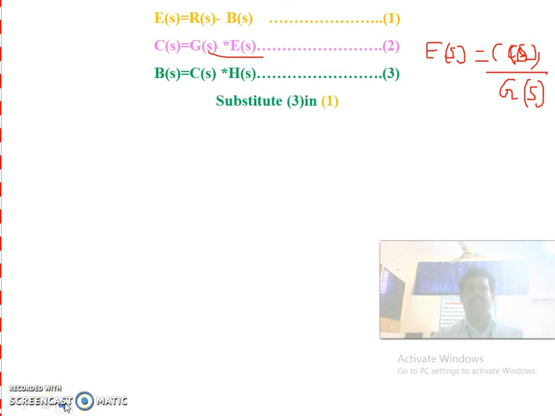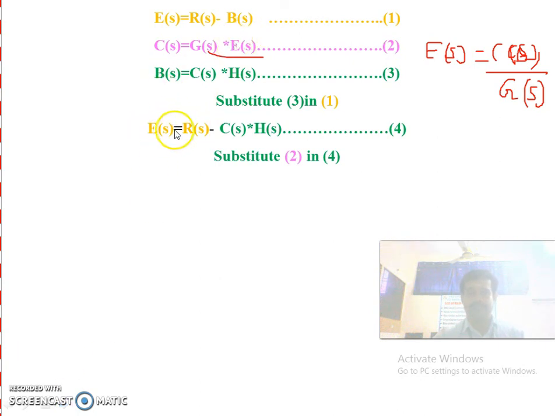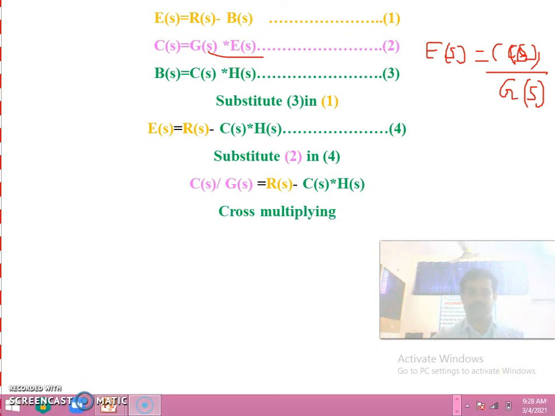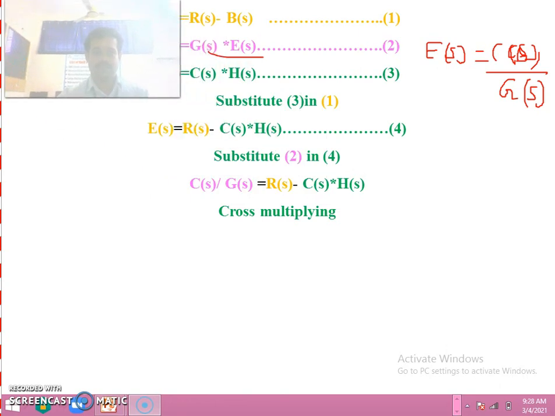Then we are substituting equation 3 in 1. So we will be getting E(s) is equal to R(s) minus C(s) H(s), you are substituting here. Then we are substituting 2 in 4. 2 is nothing but, instead of this E(s), you are substituting C(s) divided by G(s). Then you are cross multiplying. So you will be getting C(s) is equal to G(s) R(s) minus G(s) C(s) H(s).